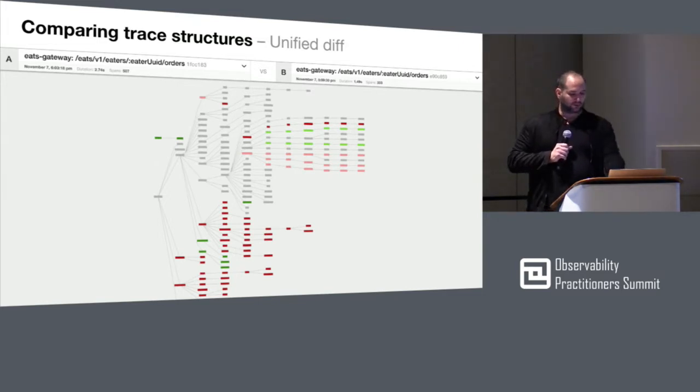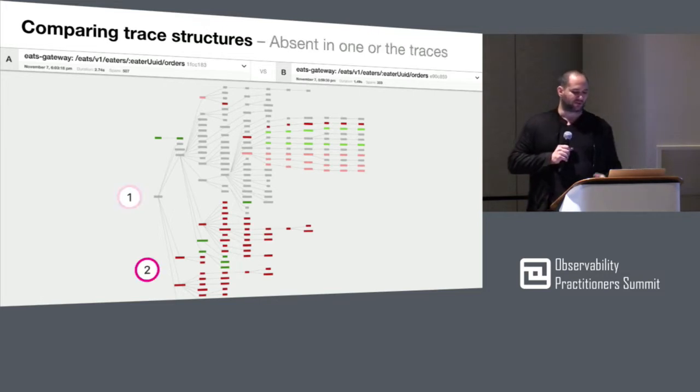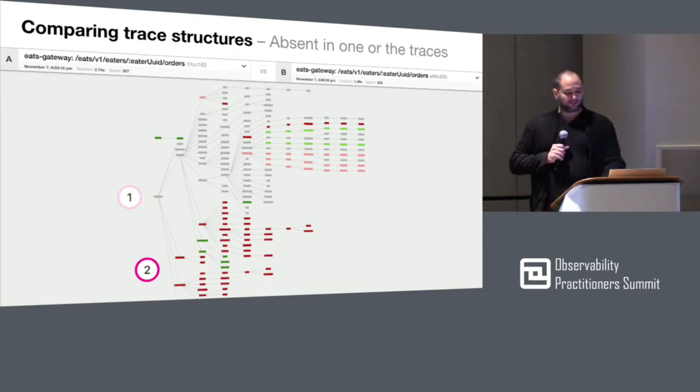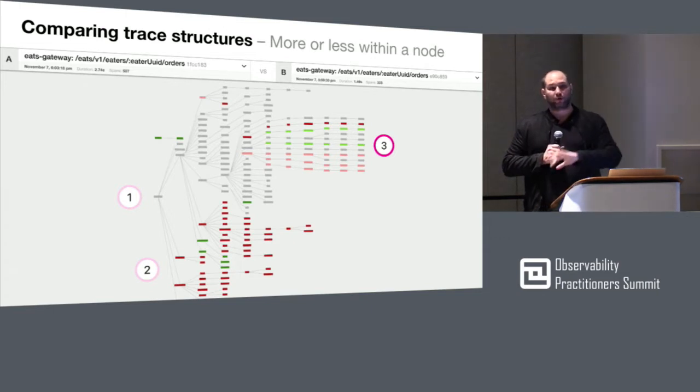So if we look at some of the details of the diff here, we have these gray nodes. These are nodes that are common to both services, and they have the exact same counts. Down here we have these dark nodes, dark red and dark green. These are nodes that are only in one of those traces. So dark red means it's not in trace B. Dark green means it's only in trace B. And here we have light green and light red. Light green means it's in both traces, but there's more in trace B. And light red means it's in both traces, but there's fewer in trace B.